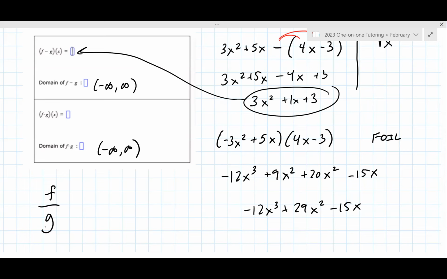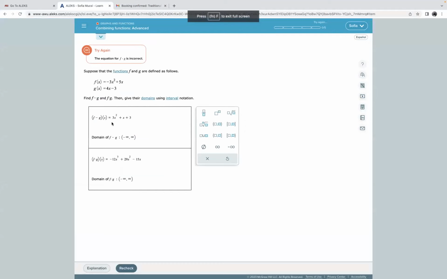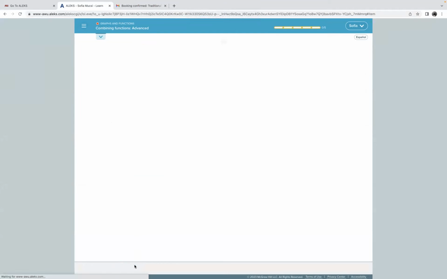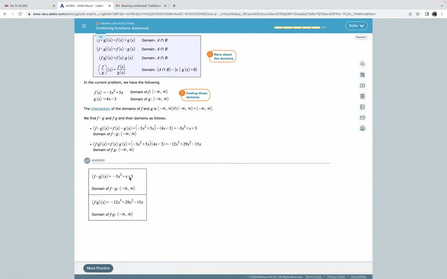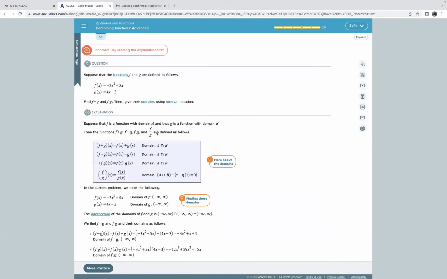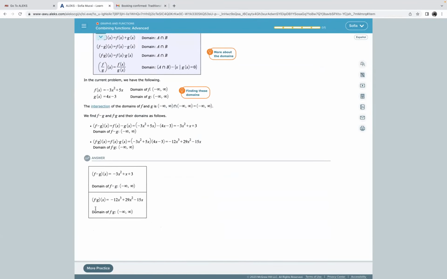I entered in something wrong. If you want to share your screen, I can look. For the first equation, I think it says, because wouldn't 1x just be x? I don't know if they're that specific. Oh yeah, I'm sorry. It should just be x. Yeah. 3x squared plus x. Oh, there was a negative. It was negative 3x squared. I didn't copy that down right. So that is why it didn't like that one.